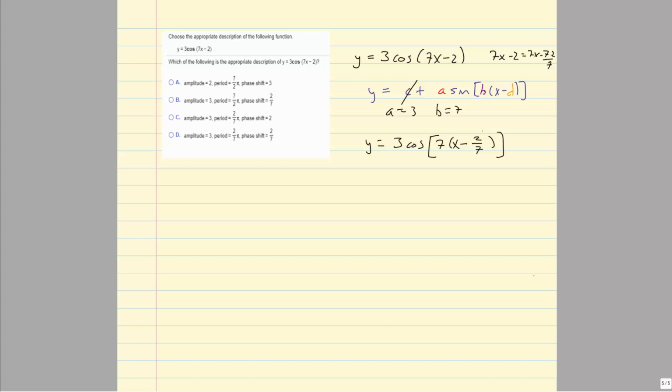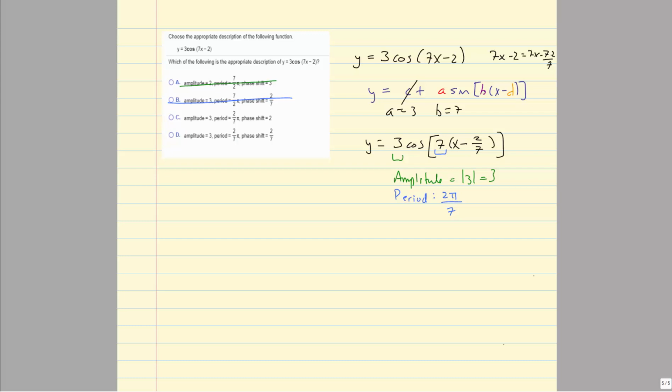So what I have here then is the amplitude, and it's always the absolute value. So this is 3. Right away amplitude is not 2, so I can throw that out. So it's got to be B, C, or D. Now the period, I take the old period for cosine, which is 2 pi, and I divide it by this value right here, b. So it should be 2 pi over 7. So not 7 pi over 2, 2 pi over 7. So it's got to be C or D.